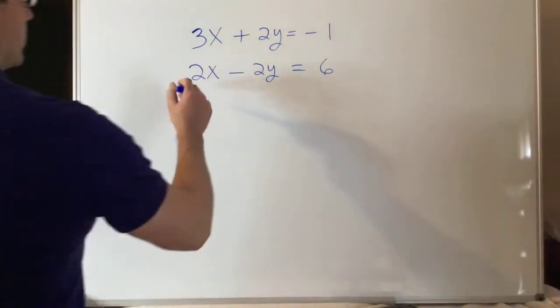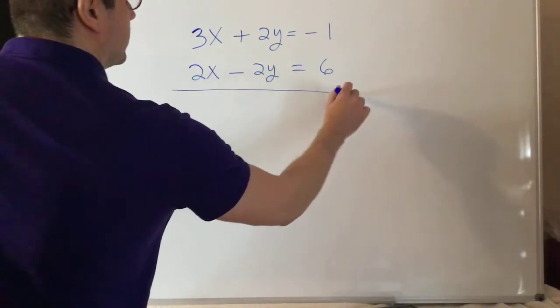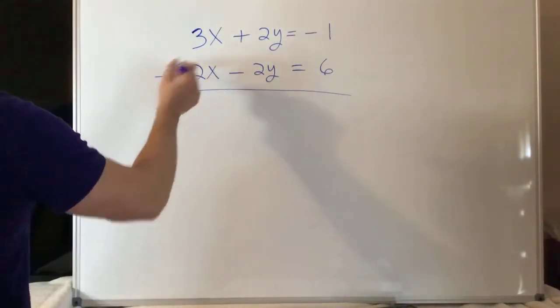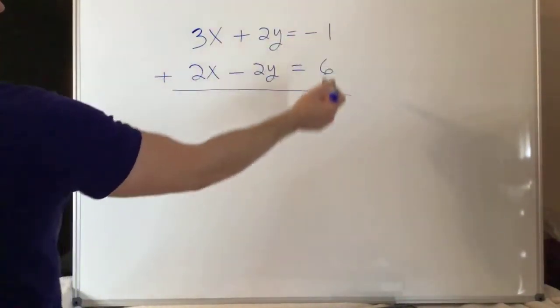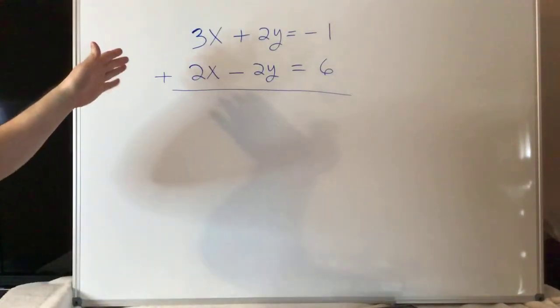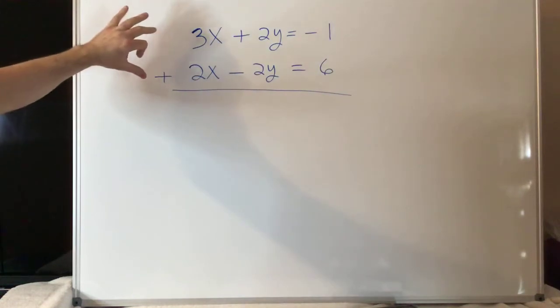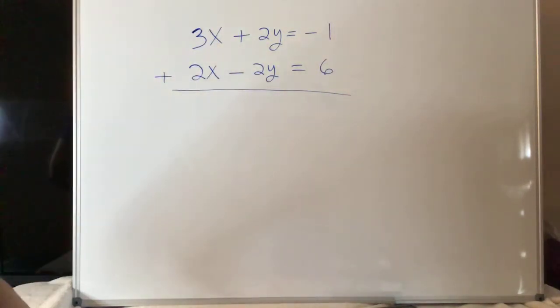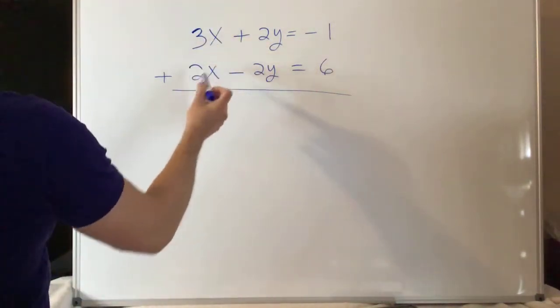So what I'm going to do is add them together, straight up and down. You add them vertically. When you add them up, the goal is to eliminate one of the letters. Now, obviously, I rigged this first example to work out ridiculously easy. 3x and 2x.